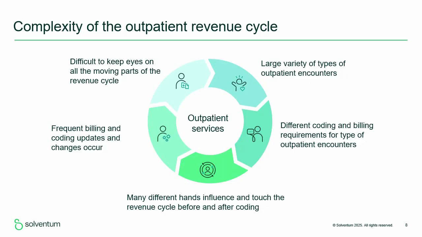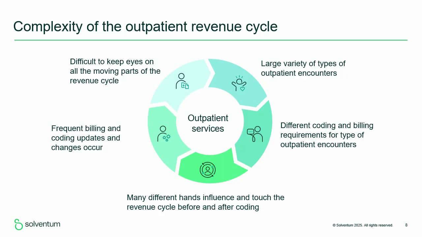Many different hands touch and influence the revenue cycle before and after coding has been performed. As an example, an incorrect admission for an observation encounter or a billing specialist deleting or adding a modifier to clear an edit can wreak havoc on claims. Then there are frequent billing and coding updates and changes that occur.